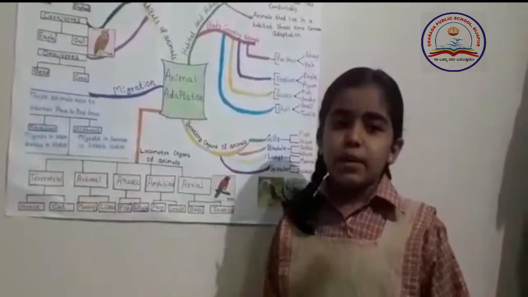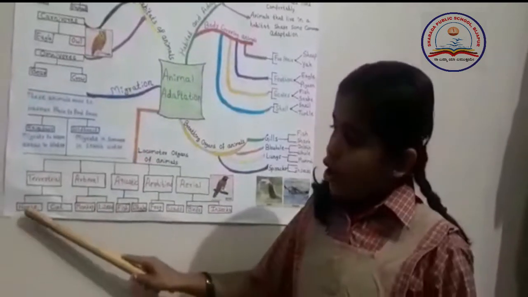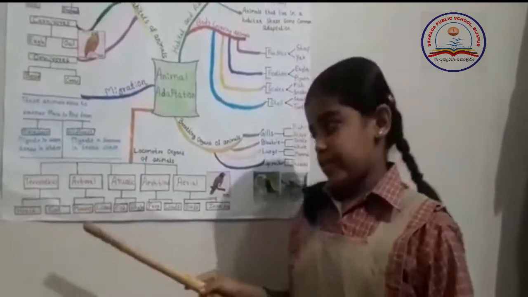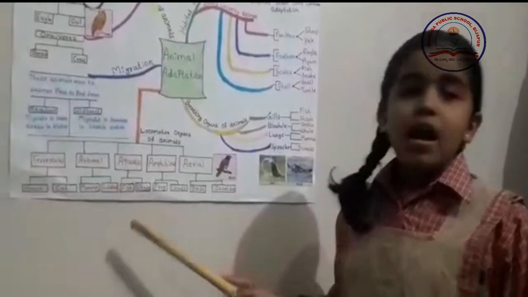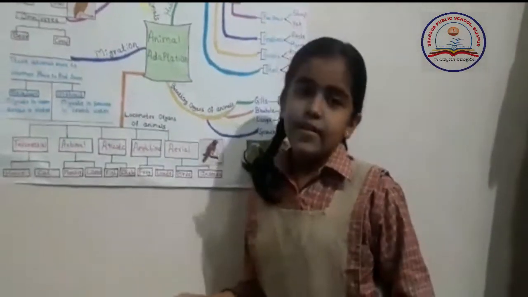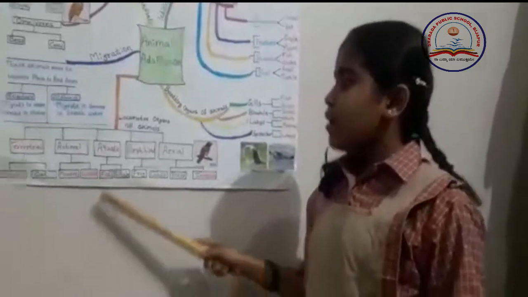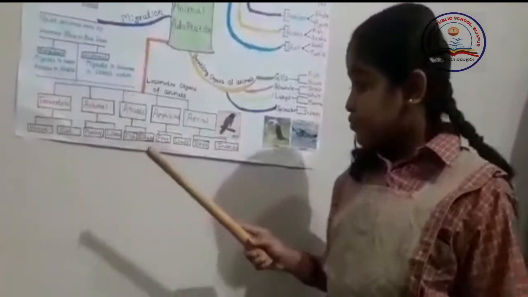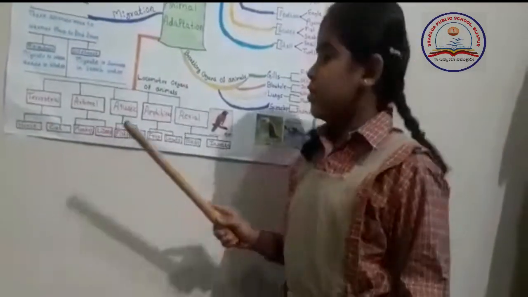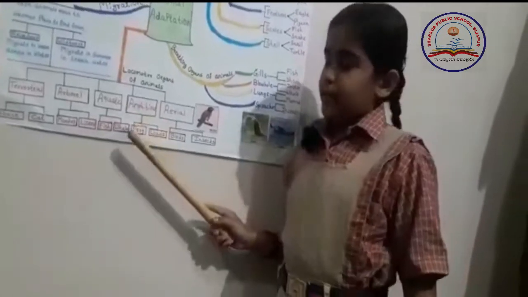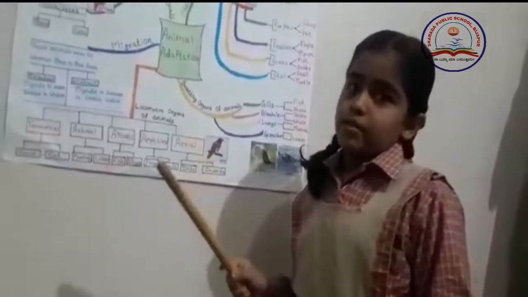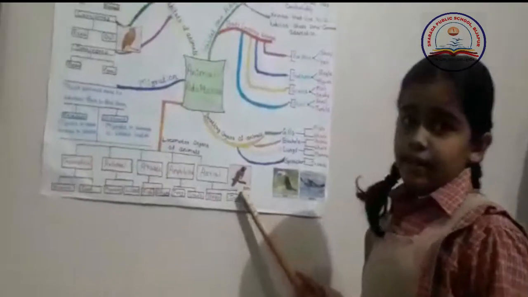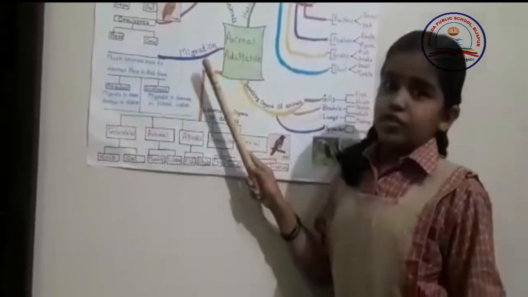Terrestrial means animals that live on land. Examples are horse, cat. Arboreal animals live in a tree for a long time. Examples are monkey, lizard. Aquatic animals live in water. Examples are fish, whale. Amphibious animals live on land and in water. Examples are frog, toad. Aerial animals fly in the sky. Examples are bird, insect.